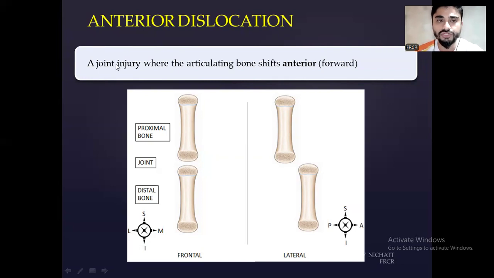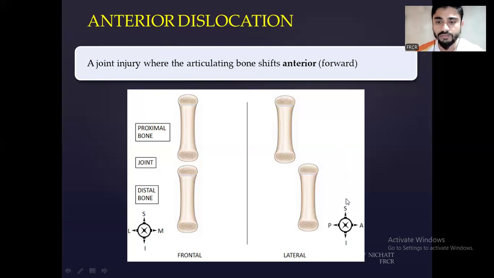So what is the definition of anterior dislocation first? A joint injury where the distal articulating bone shifts anterior. Okay, so we are talking about the distal articulating bone shifting anteriorly. So these are the two projections, frontal projection and lateral projection. This is the proximal bone, this is the joint, this is the distal bone, and this is the lateral projection.